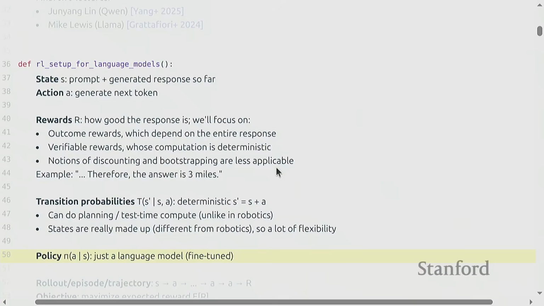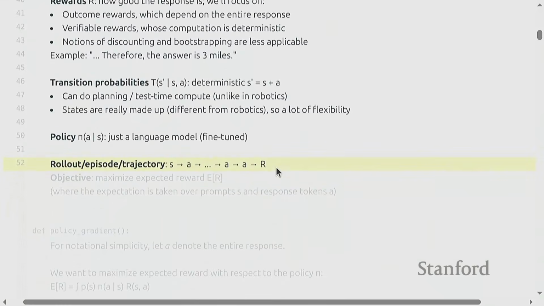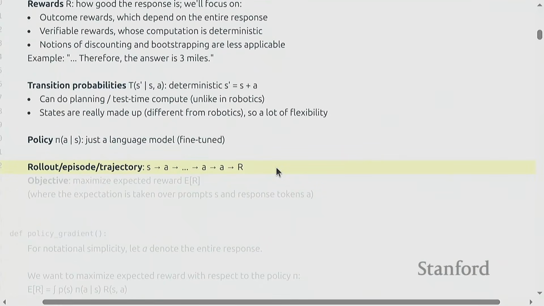Okay, so the policy in this case is just a language model, generating an action conditioned on the state, which is the prompt and response given so far. This is often fine-tuned from an existing pre-trained language model. There are multiple names for a sequence: rollout, episode, trajectory. In this outcome reward setting, you start with a state, you generate a bunch of actions, aka tokens, and you get a single number, which is a reward. Your objective is to maximize the expected reward, where the expectation is taken over prompts, which the environment gives you, and also the response tokens, which your policy pi that you're optimizing gives you. Hopefully that makes everything very grounded and precise.